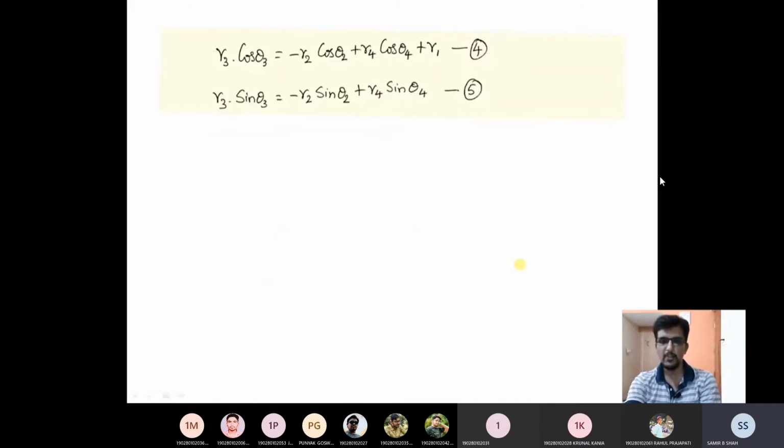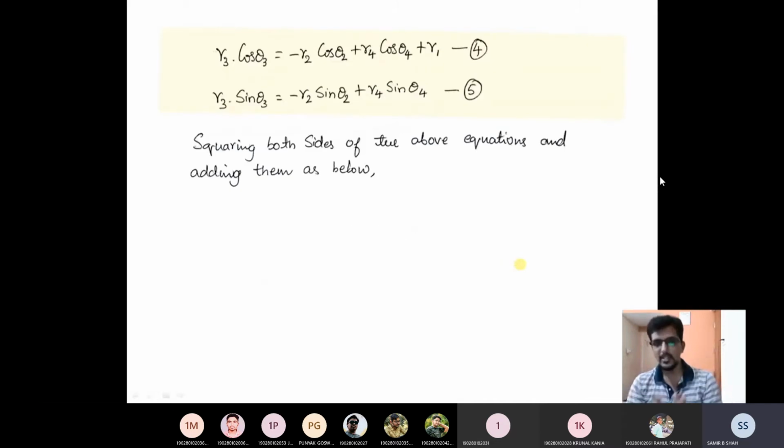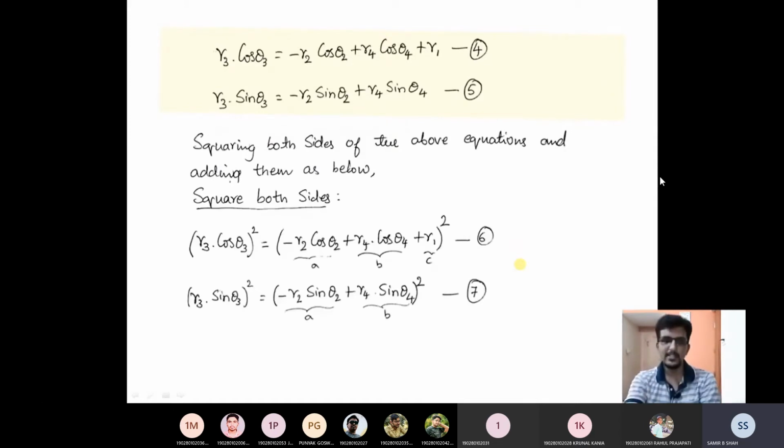So let us take equation 4 and equation 5. Now to eliminate theta 3, square both sides, LHS as well as RHS, and add them, so that theta 3 gets eliminated. You have to be careful because I am supposed to whole square them. I cannot individually square. So r3 cos theta 3 whole square will be equal to the whole square of the right hand term. Similarly, do it for equation 4 and equation 5. Equation 6 is nothing but the resulting equation from 4, which is squared on both sides. Equation 7 is nothing but equation 5, which is squared on both sides.